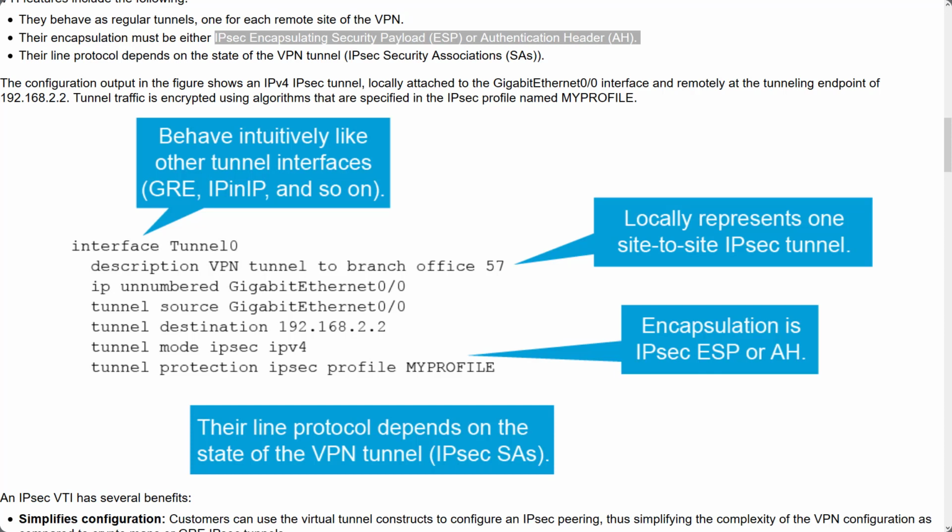Tunnel mode ipsec ipv4. Now when we go through the discovery, I'll do context-sensitive help and I'll describe some of the other options that we might have here. We specify the tunnel source. In this case, the tunnel source is our gig 0/0 interface. We identify the address of the tunnel destination, which is 192.168.2.2. And then we associate the tunnel interface with our IPsec profile by using the tunnel protection ipsec profile command.